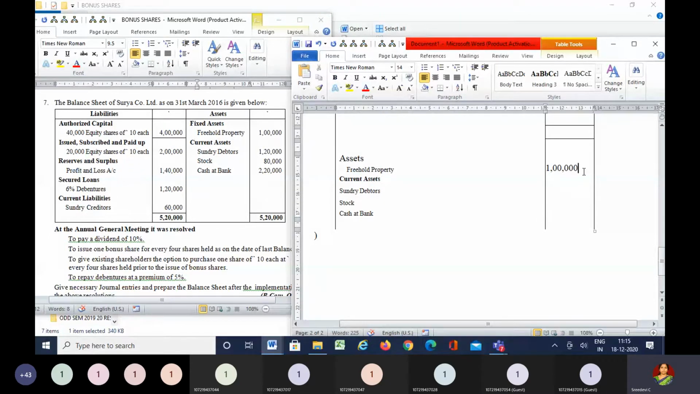So the amount of the sundry debtors over here, please don't write it as debtors, please show it as trade receivables. Okay, so 1,20,000, then we have a stock of 80,000. What will be the bank balance? Can we continue with the same bank balance of 2,20,000, or is the bank balance going to change?